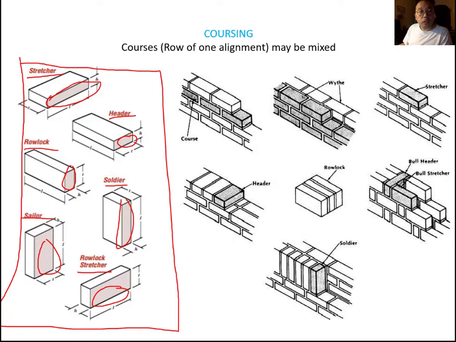So next one is coursing. What is coursing? Coursing is a row of one alignment, meaning the per brick assembly; coursing is a continuous layer. The designer can mix these six different types of coursing in your facade design. So it means you have different facings. This is one single coursing. This is a stretcher facing, so we can call it stretcher coursing. And then this is a header, and this is a continuous line, so we call it header coursing. And then this one you can call the soldier. You can see the soldier facing, and it is called the soldier coursing.